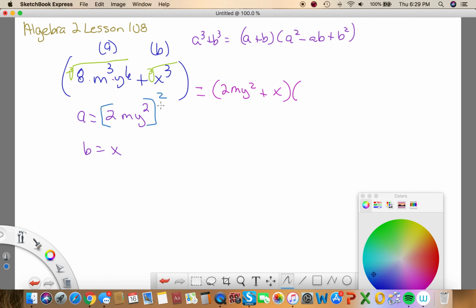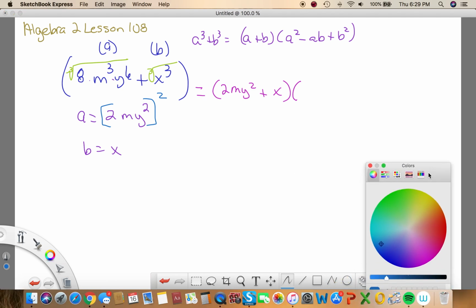So I have to square it. So that means this times itself 2 times. And when we do that, remember, that becomes 4m squared y to the 4th minus this times b. So that's 2m xy squared plus b squared. This is why you should always take the cube root. That way there's no question about it.